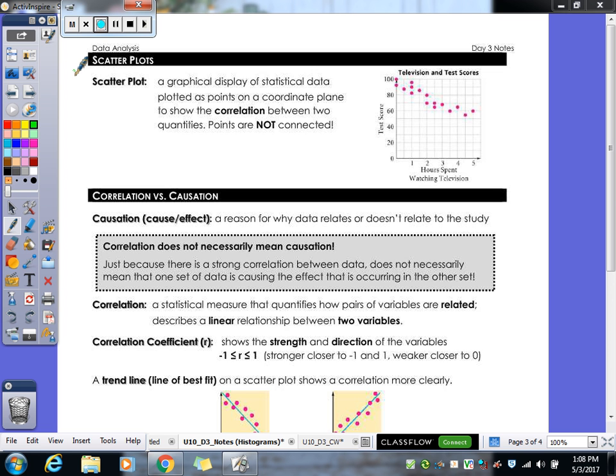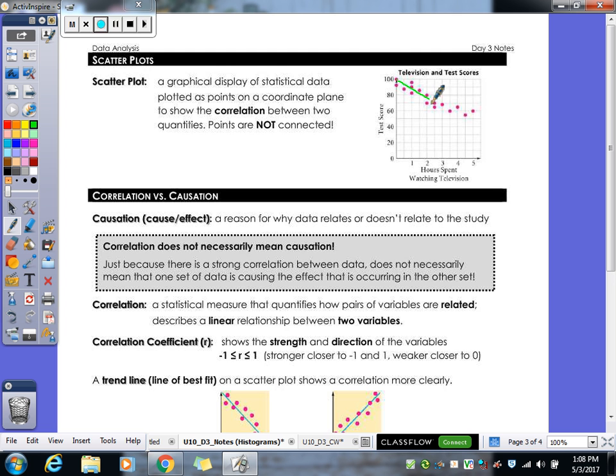So now we're going to be talking about scatterplots. Scatterplots are really interesting, I think, because they talk about how things are related. Are they just correlated, which means, does one thing kind of go with the other, or did one thing cause the other? So this is talking about hours spent watching TV and test scores. Do you think that hours spent watching TV, what did it say that it did to the test scores?